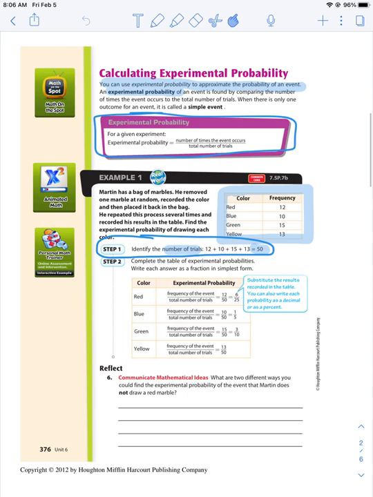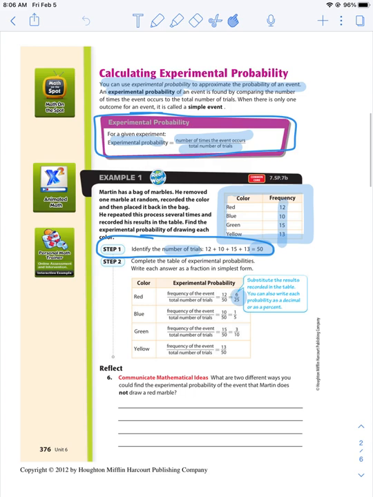All right, the second step is to then make the experimental probability. So we know experimental probability is the number of times the event occurs over the total number of trials. These are the number of times the event occurred. This is the total number of trials. So the probability of pulling a red marble, it was pulled 12 times out of 50 total. Yes, we are going to simplify that. The experimental probability of pulling a red marble is 6 over 25.